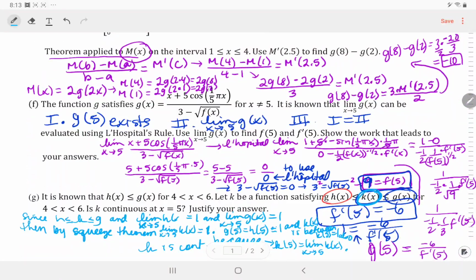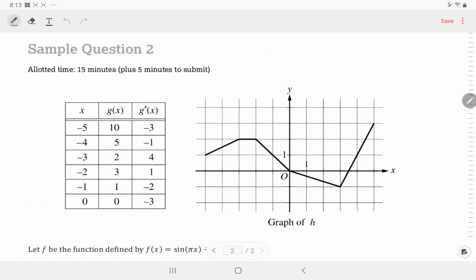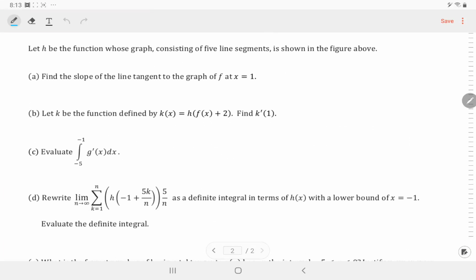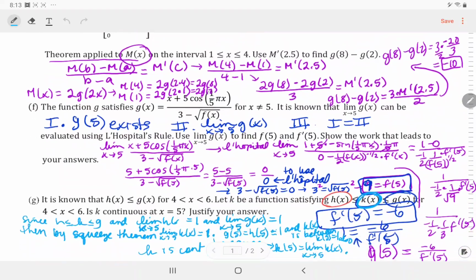Okay, that's 25 minutes. Is there another page? Yes, but that is for sample question 2. So you could go back and check your answers. But I mean, I'm fast because, you know, I'm a teacher, so I'm fast.